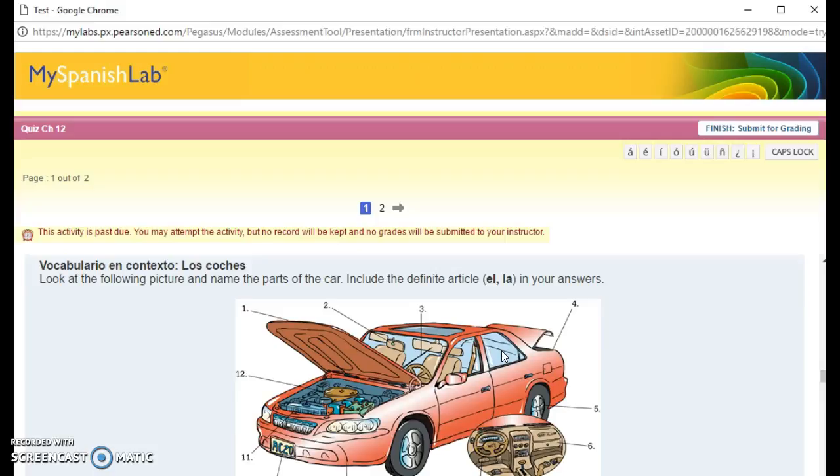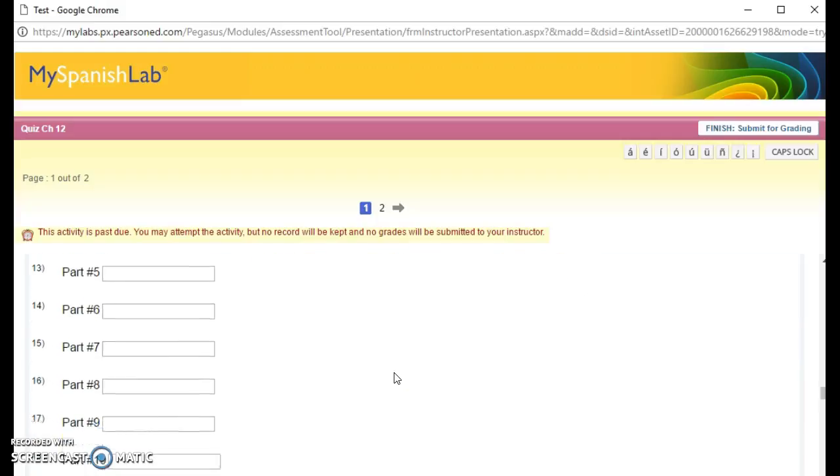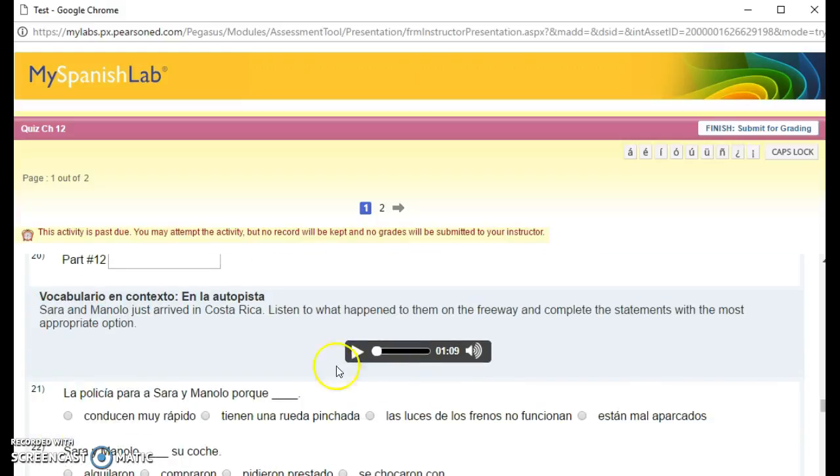This was with the car, and just include the definite article el and la. Always make sure you include those things if they ask you. I won't go through this. It's pretty simple. Don't believe there are too many problems there. Just filling that in. Okay, now Sara and Manola have just arrived in Costa Rica.